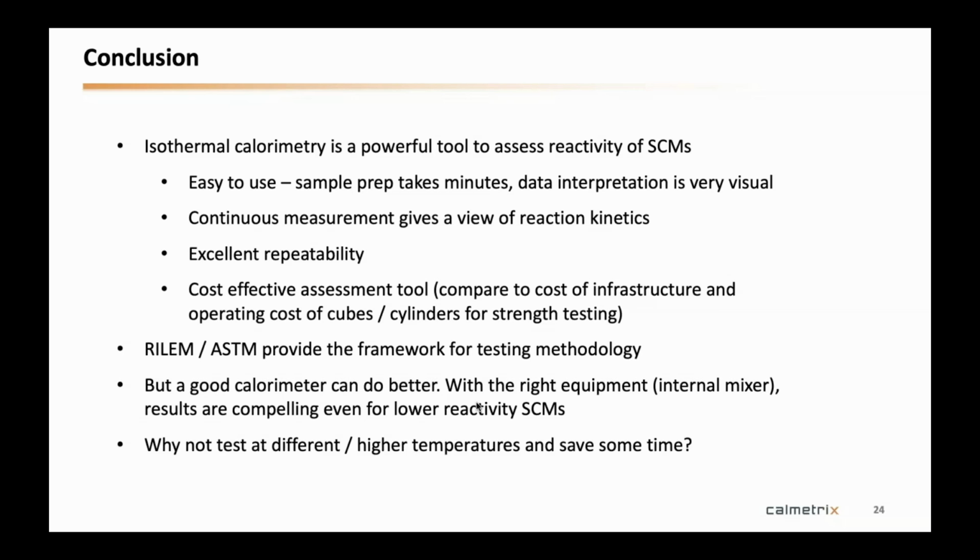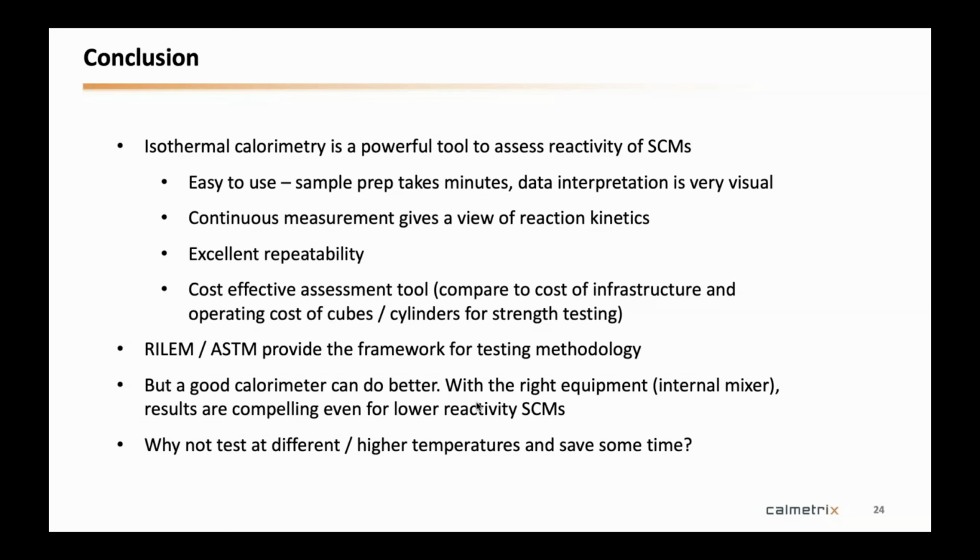For one, calorimeters are really easy to use, and compared to many other things, the sample prep takes only a few minutes. Data interpretation is very visual. When you look at the curves, there's a lot you can tell just by looking at it. You can analyze in more depth, but as a comparative tool, it's really convenient.